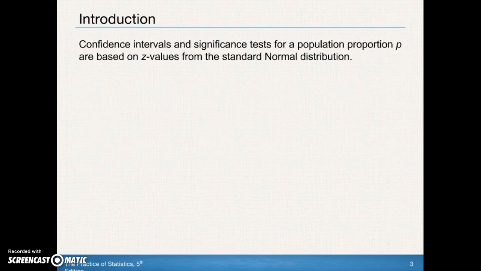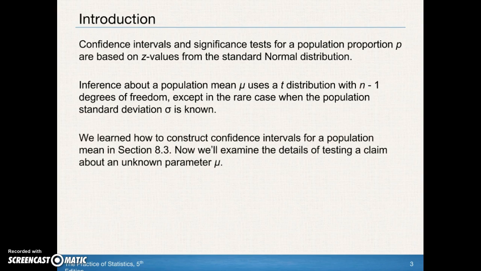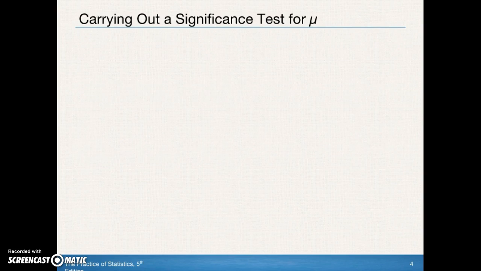Again, when we did confidence intervals and significance tests for proportions, they were based on z values. Now that we're moving into means, again, mu, we're going to be using that t distribution again, so that other table. And we have to know our degrees of freedom. And then it says, except in that rare case when the population standard deviation is known, then we can go back to the z table or use that infinity line. So everything that we learned in section 8.3 on how to construct confidence intervals, we're going to look at those details about mu and use them to construct significance tests. So that's what we're doing here, carrying out a significance test for mu.